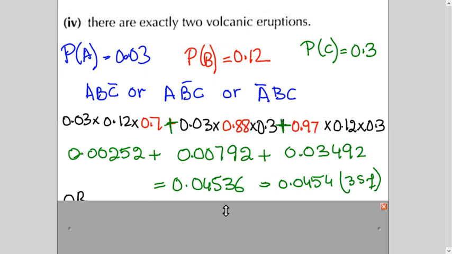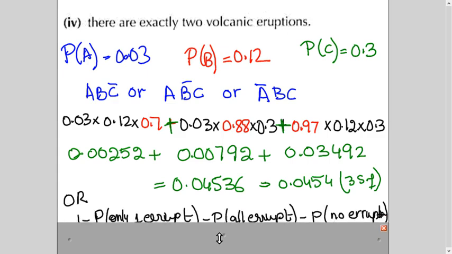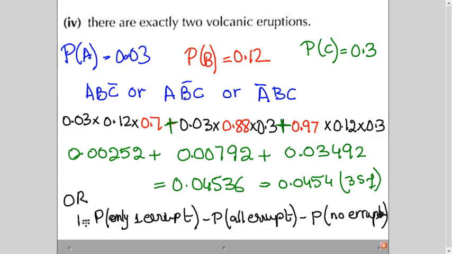Or the other way of doing it is 1 minus the probability of only one eruption, minus all eruptions, minus no eruption. So you can write down the cases, multiply, add, whatever you want, but this is easy in this case. So this is how you figure it out, and I hope it makes sense to you.